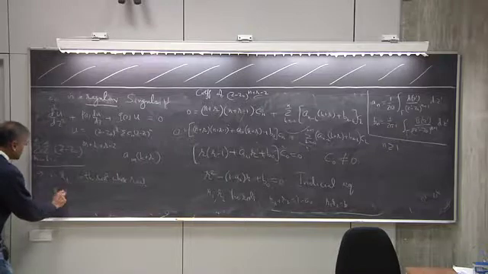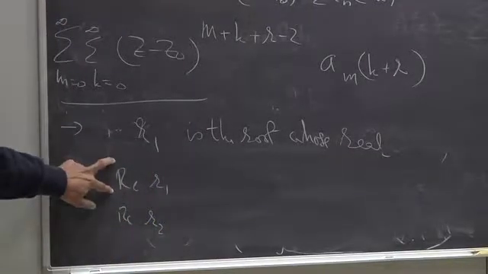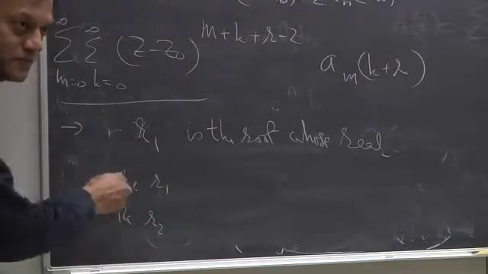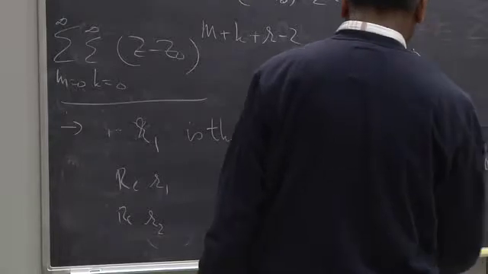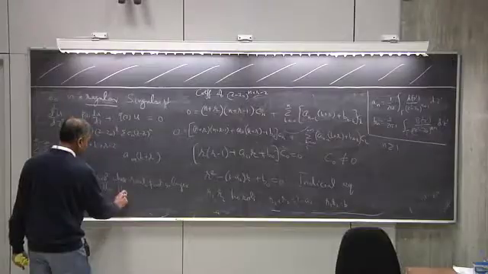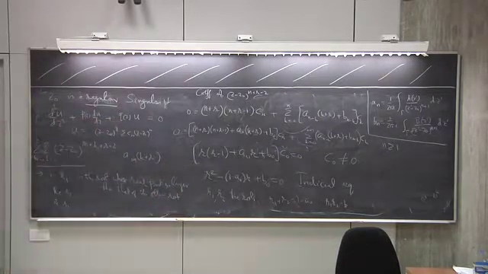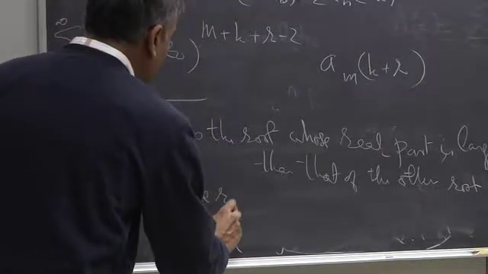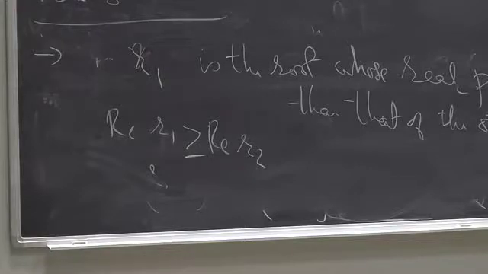So there is the real part of R1 and the real part of R2, right? I will call R1 the one whose real part is greater than or equal to the other. When they are equal, of course, you cannot distinguish, but when it is greater, I will call that R1, not R2. This is giving a name to it. R2 is the other root. So the real part of R1 is greater than or equal to the real part of R2. This I can always do: either the two real parts are equal or they are different, and in the case when they are different, I call R1 the one whose real part is greater.